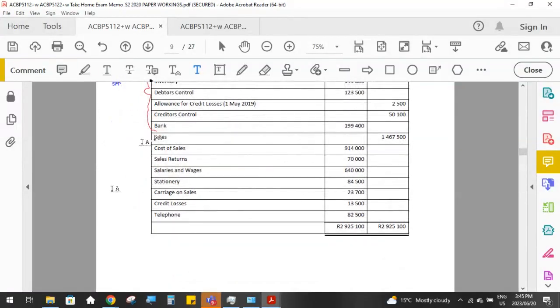Then the rest of these accounts, sales, cost of sales, sales returns, salaries and wages, stationery, carriage on sales, credit losses, telephone, these are all of our income and expenses. So these are the accounts that we will use for our statement of comprehensive income.